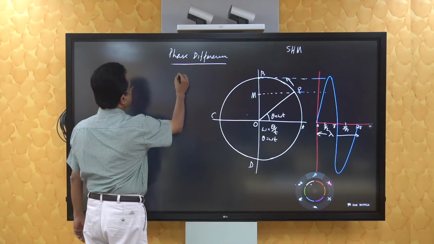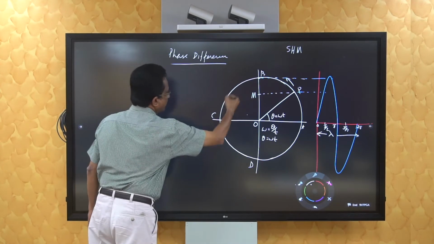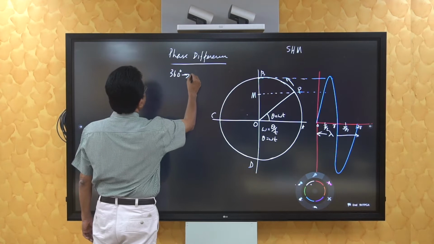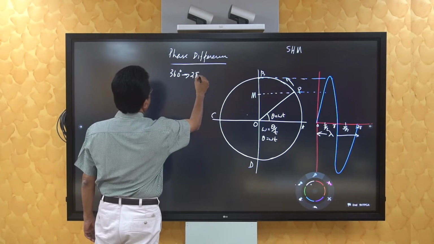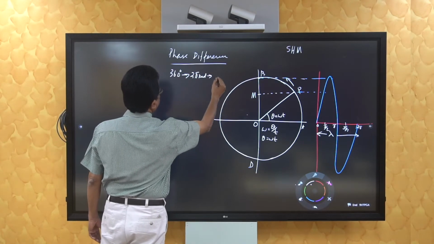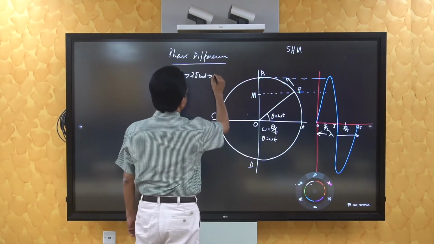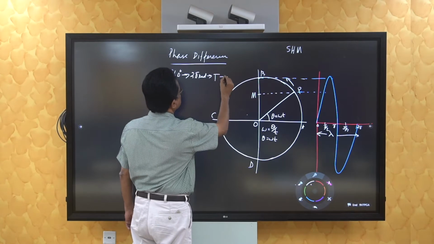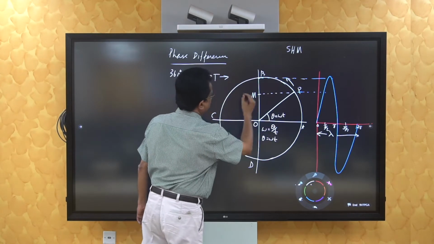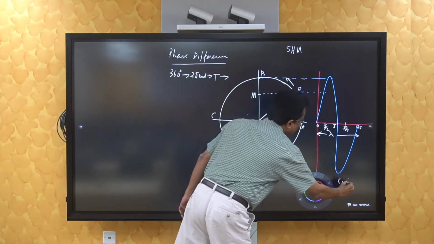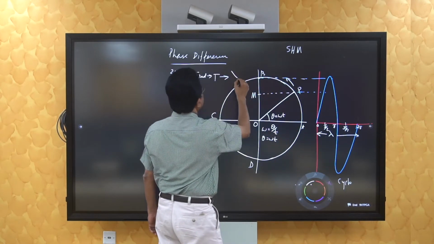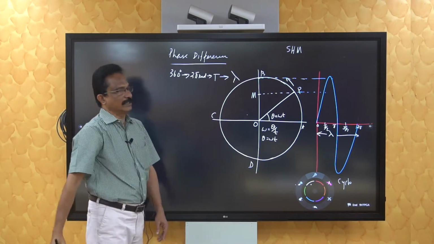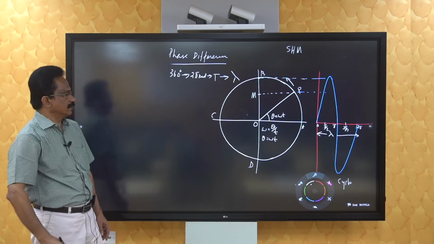So all the four quantities are equivalent. When the particle P makes one rotation, the angular displacement is 360 degrees, and it is equivalent to 2 pi radian, and it is equivalent to a period, that is T. When particle M makes one oscillation, the time is T, and a cycle, this is called a cycle, it advances a distance lambda. So all the four quantities are equivalent as far as the simple harmonic motion is concerned.